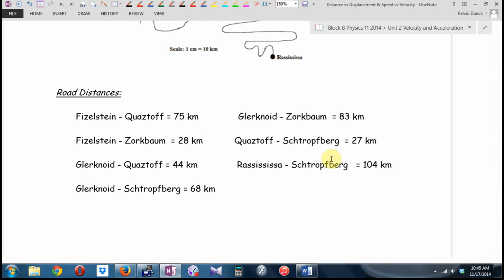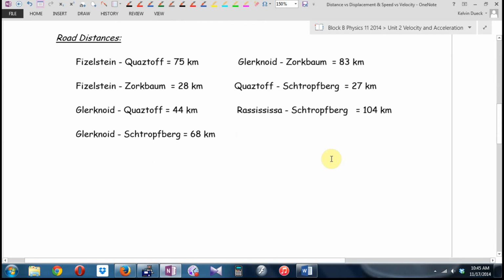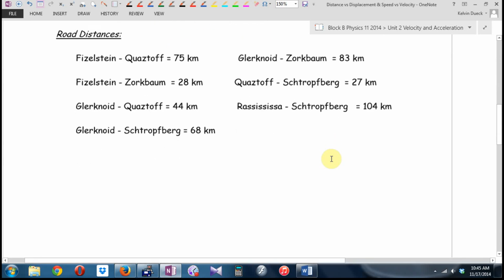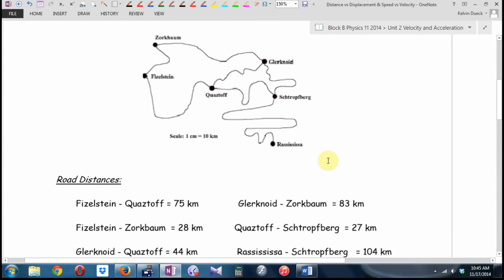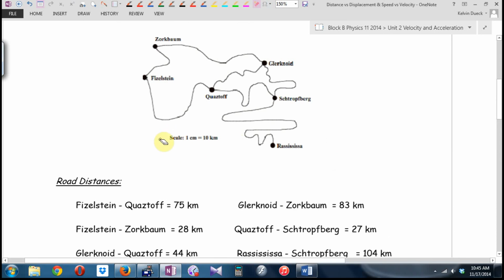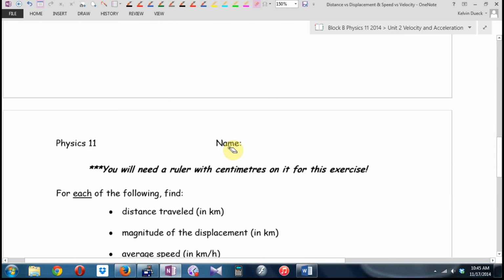Yes? Under the picture, it says the scale is 1 centimeter to 10 kilometers. Ah, thank you. So that says it on your picture? Oh, there it is. 1 centimeter is 10 kilometers. So 3.25 is 32.5 kilometers, or 33 kilometers. Thank you.